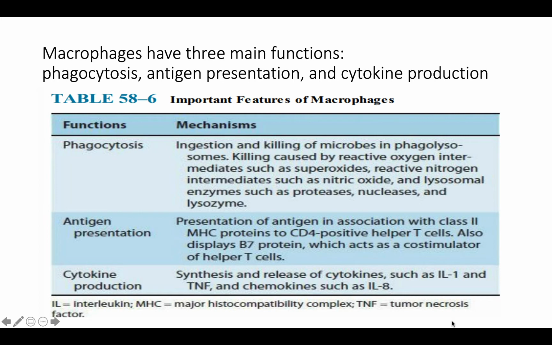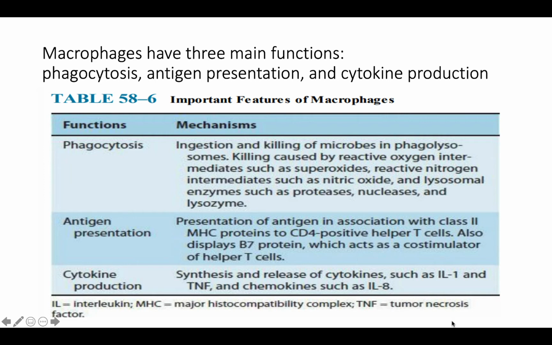So let's cover our tracks here. Phagocytosis, this is the regular thing, the same as what would happen in a neutrophil. It will ingest and kill microbes by a phagolysosome. If you recall, the foreign material comes into cells through this phagolysosome. The killing is caused by reactive oxygen species, such as superoxides, as we know, and reactive nitrogen intermediates such as nitric oxide. And then lysosomal enzymes, proteases, nucleases, and lysozyme. All of this will break apart these microbes.